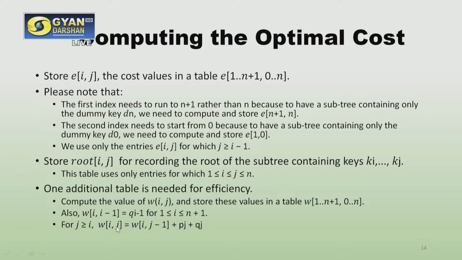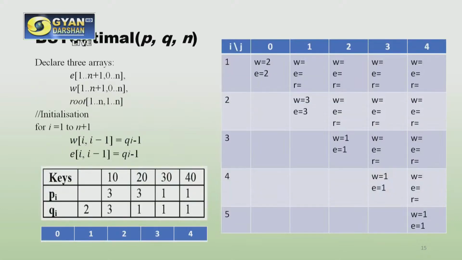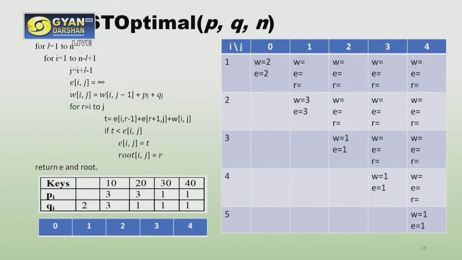That is, Wij is computed with the help of Wij minus 1, plus the jth key value, that is, the probability of the jth key and the probability of the jth dummy. So that is how you are going to recursively formulate this particular value set. Let us try to look into the algorithm now for computing these values.